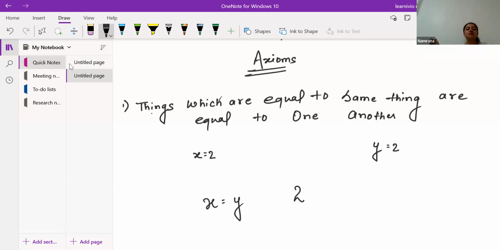Two things which are equal to the same thing are equal with one another, obviously, right? Got it? Let's move to the next axiom.